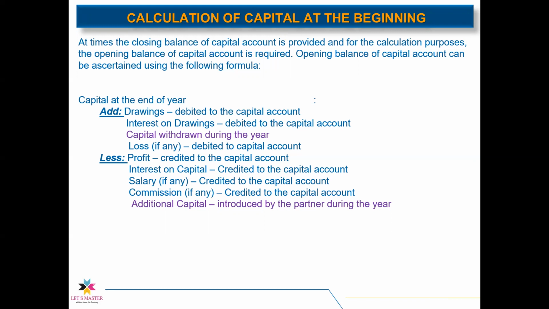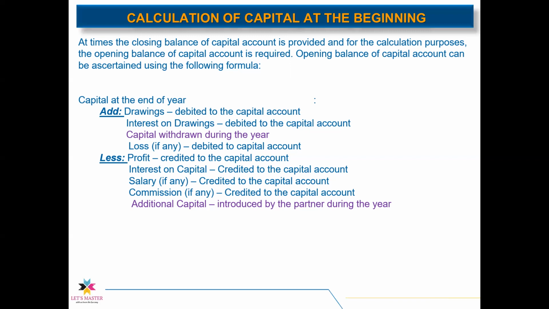And all these four items, that is drawings, interest on drawings, capital withdrawn during the year, and loss, if any, debited to capital account, all these four items would be added to partner's capital account only if you are maintaining partner's capital account using fluctuating method of capital.